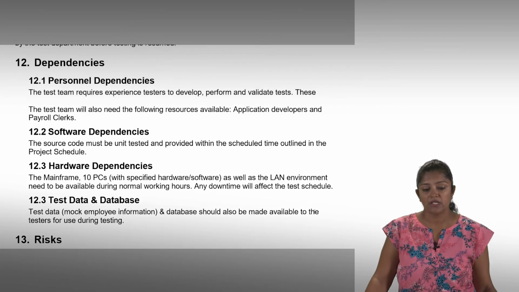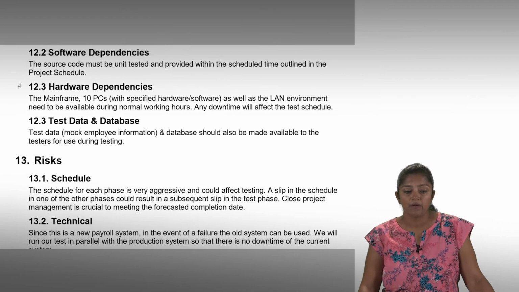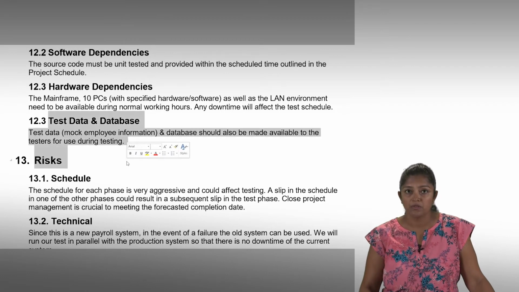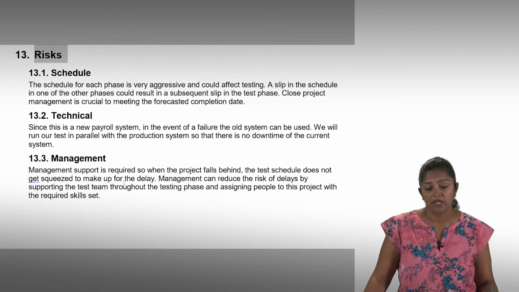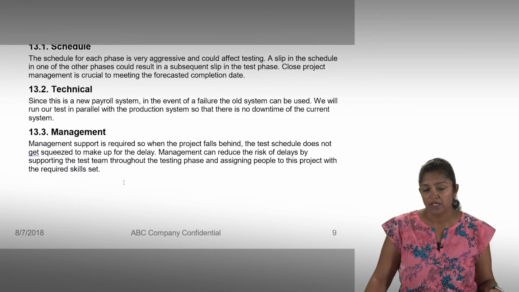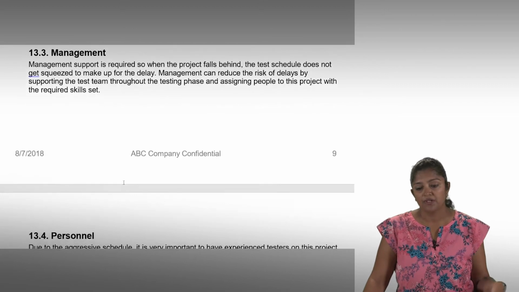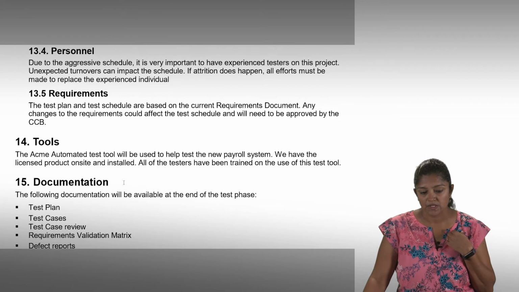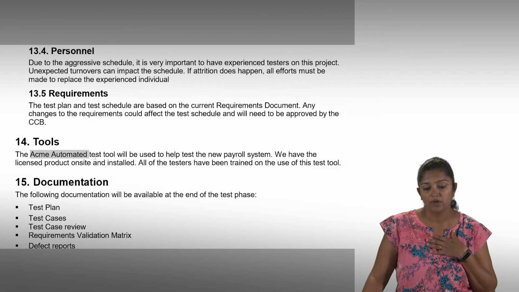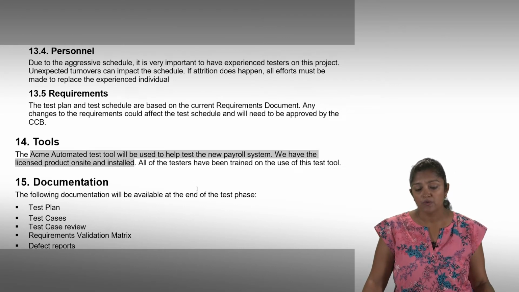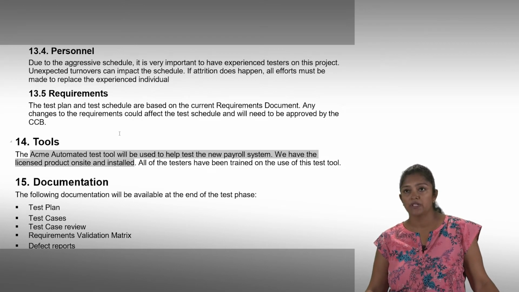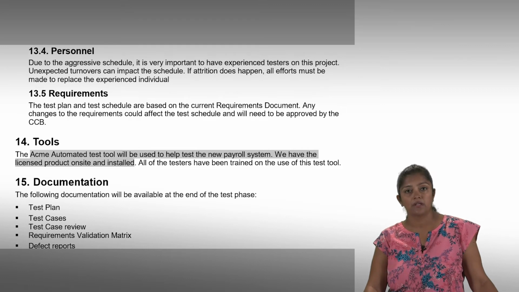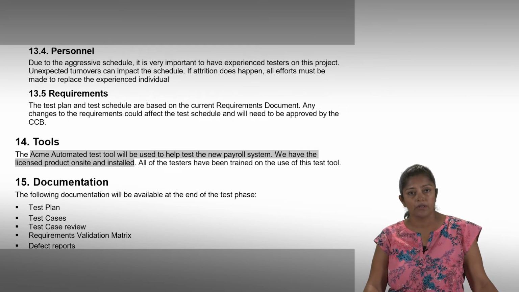Any kind of dependencies in terms of personnel, software, hardware, or test data is what goes into these dependency sections. Similarly, any risks related to the schedule, or if there's some technical issues or management related issues, those can be specified in the risks section. Tools is where any of the automated testing tools that you use will be listed. So say for example, for static analysis of code, if you're using CheckStyle or FindBugs, you would list those tools over here and indicate what and how they will be used.